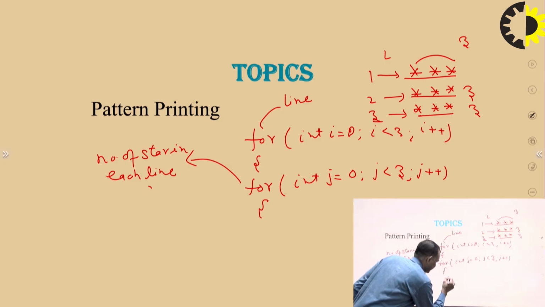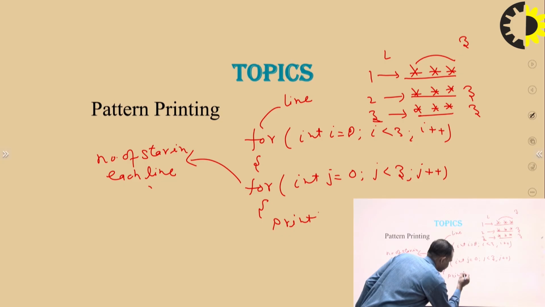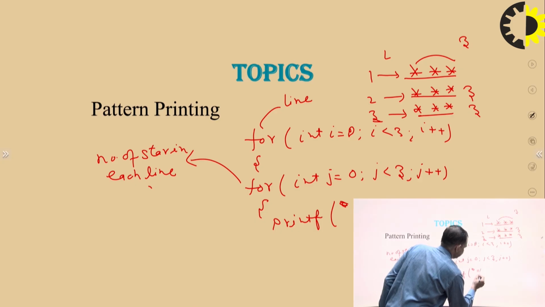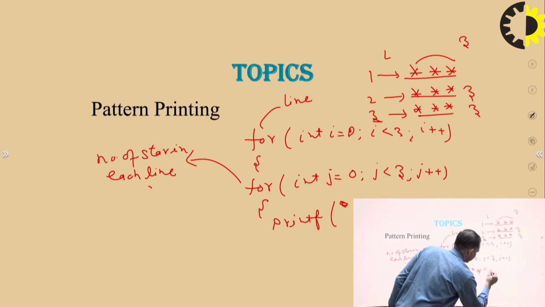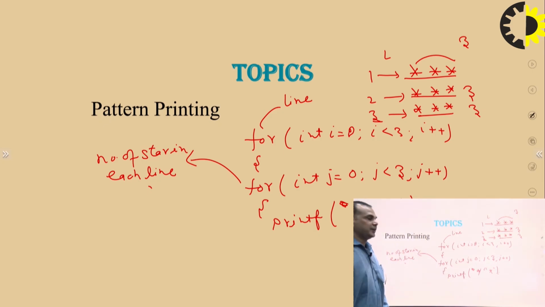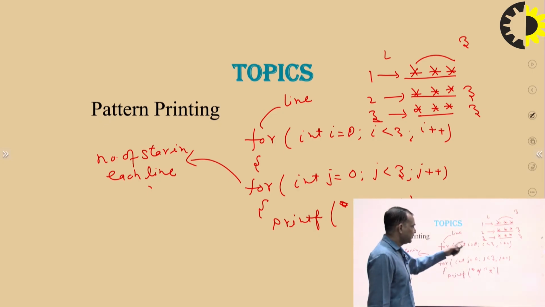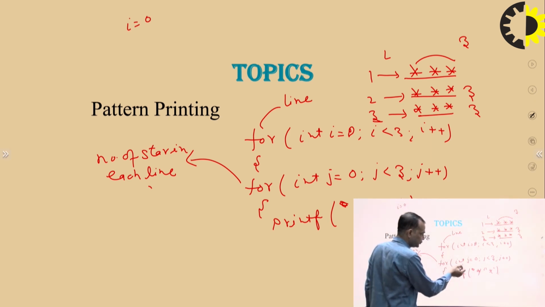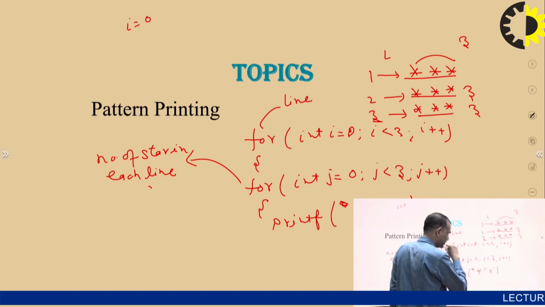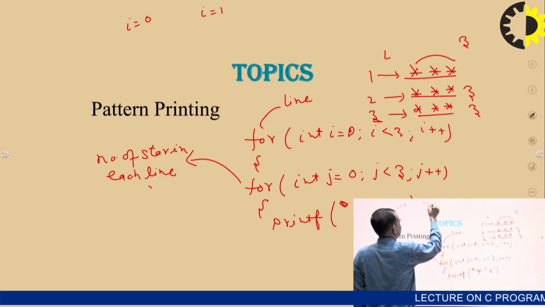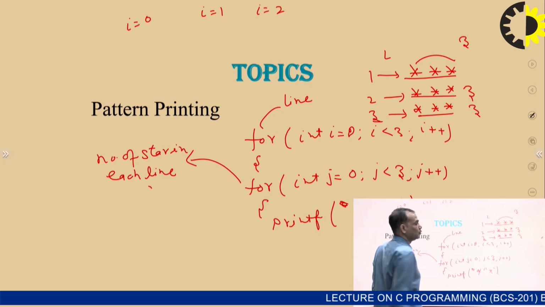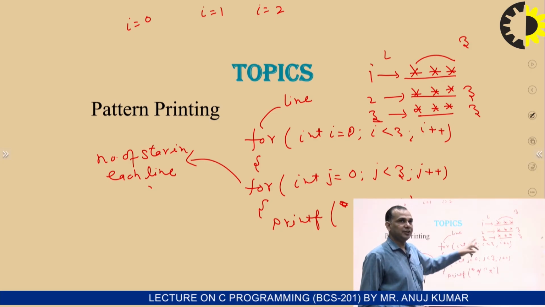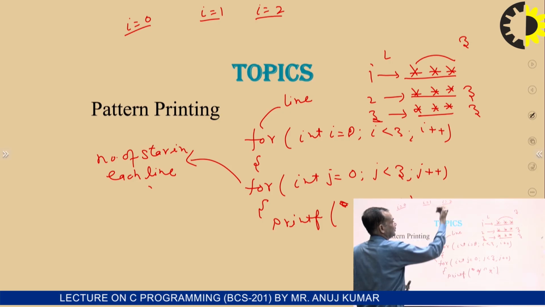Inside this, we are using printf, with double quotes, and a star. So how will it be used? It will take the value i equal to 0. Now i equal to 0, then it goes here, i is less than 3, okay, done. It will repeat: i equal to 0, i equal to 1, i equal to 2. So it will repeat 3 times, so the total number of lines is 3. So it is clear, because we have to print 3 lines.